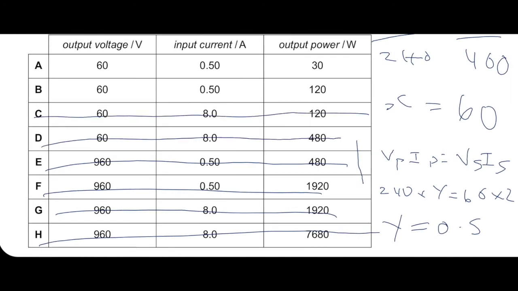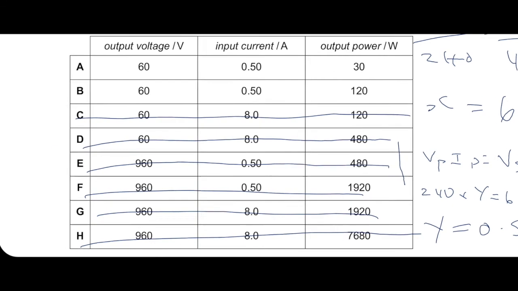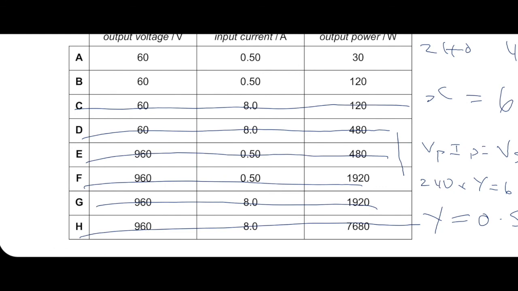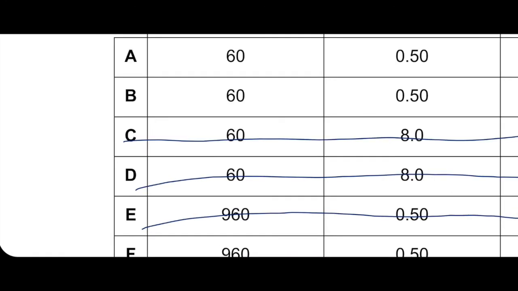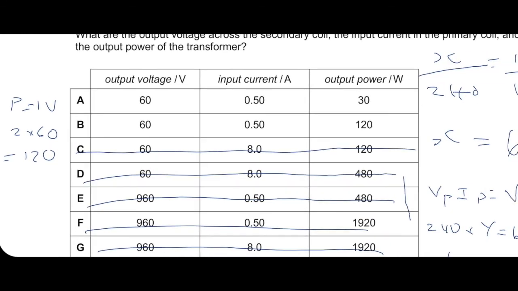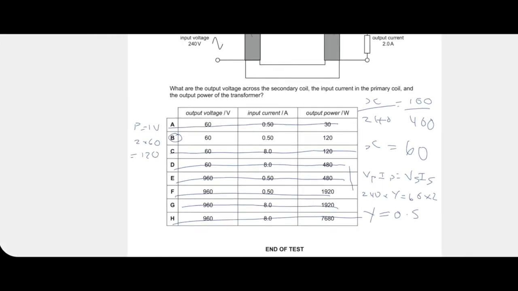C and D. And now to calculate the output power. And we are going to use the equation P is equal to IV and substitute I and V. 2 times 60 is equal to 120. And therefore we could eliminate A, and the answer is B. And that is question number 27 completed.